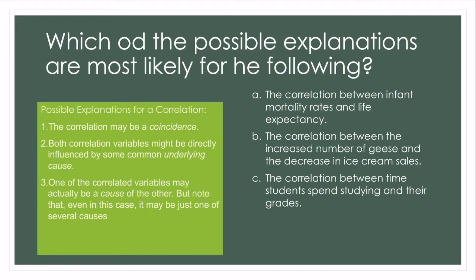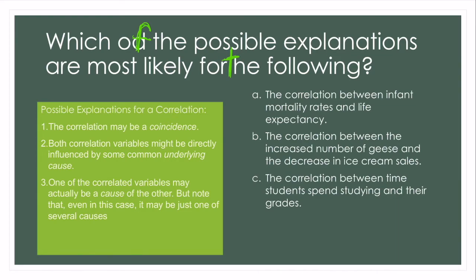So which of the possible explanations are most likely for the following? Wow, good job, Lauren. So let's look at A, the correlation between infant mortality rates and life expectancy. Do we think that could be a coincidence, have some sort of underlying cause, or one could be the cause of the other?